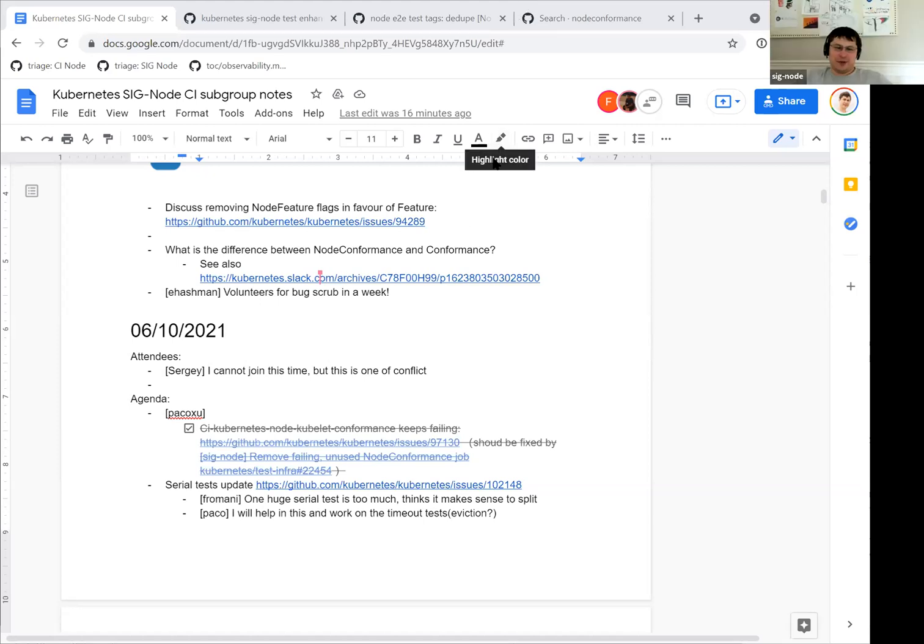But then we may need to have config conformance, kubelet config conformance. I don't think so. Just unit tests. Yeah, that's exactly it. It's just a unit test.